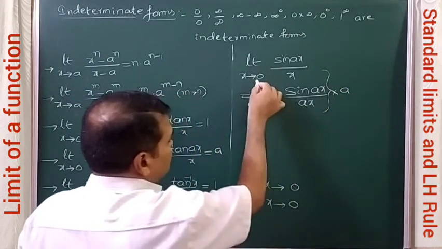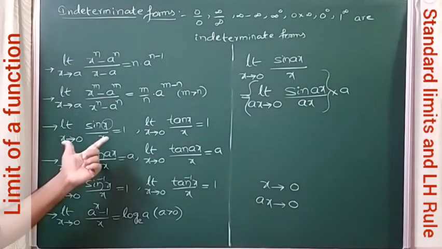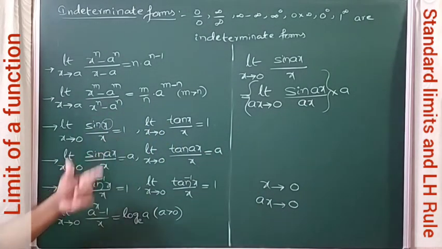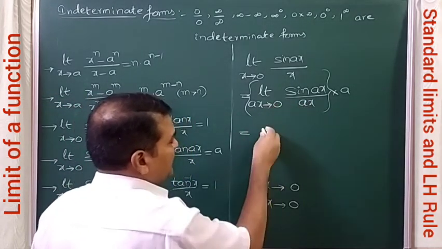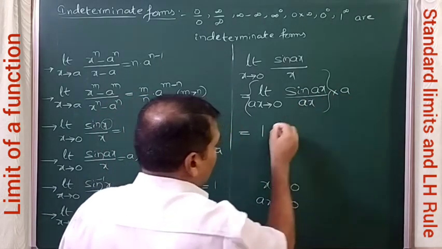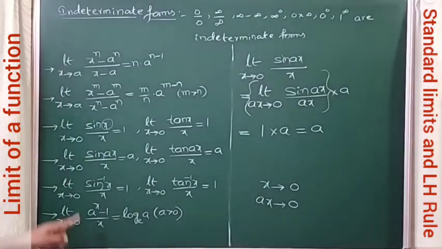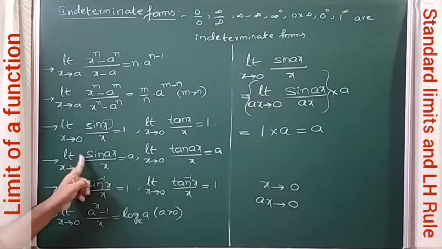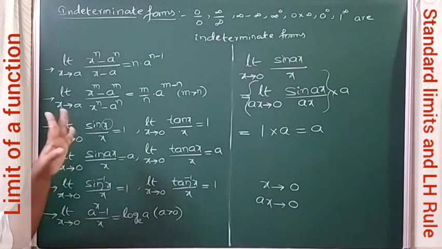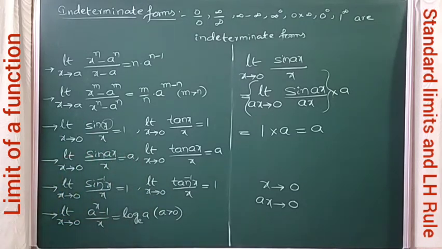And now you observe this part. So this part is exactly in the model of this standard form. So therefore, this standard limit can be taken as 1 and you have into a, that is equal to a. So this is the result which we have written here. So whenever you have sin ax by x, this coefficient of x is your answer. Whatever you have as coefficient of x is your answer.